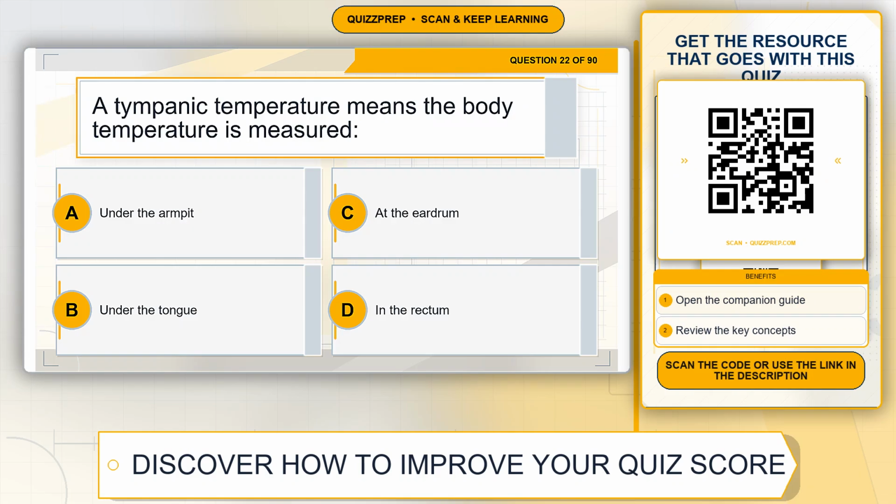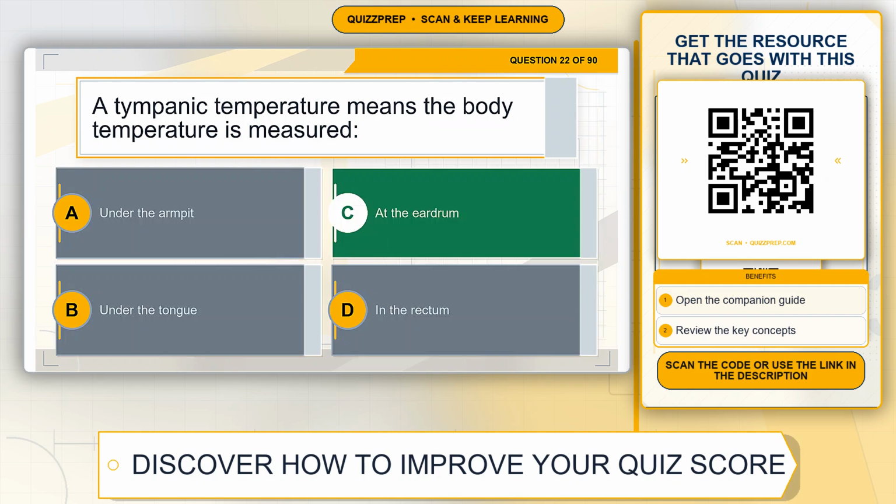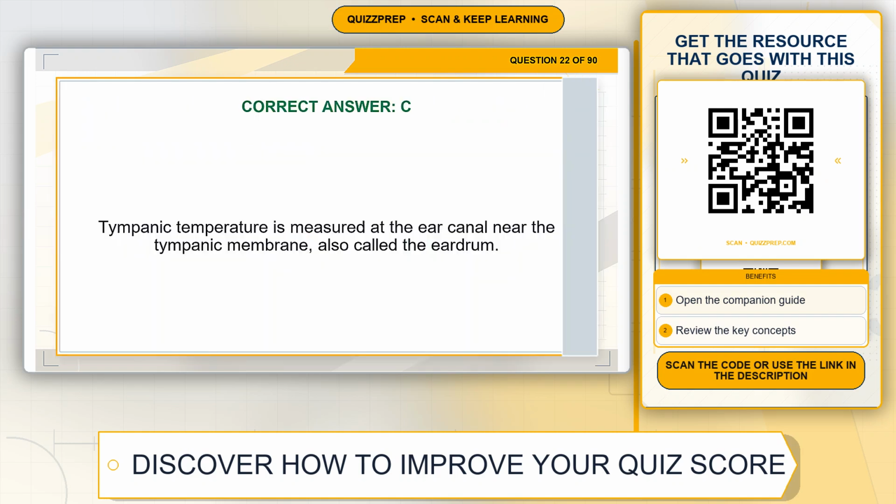Question 22. A tympanic temperature means the body temperature is measured. Option A, under the armpit. Option B, under the tongue. Option C, at the eardrum. Option D, in the rectum. The correct answer is option C, at the eardrum. Explanation. Tympanic temperature is measured at the ear canal near the tympanic membrane, also called the eardrum.